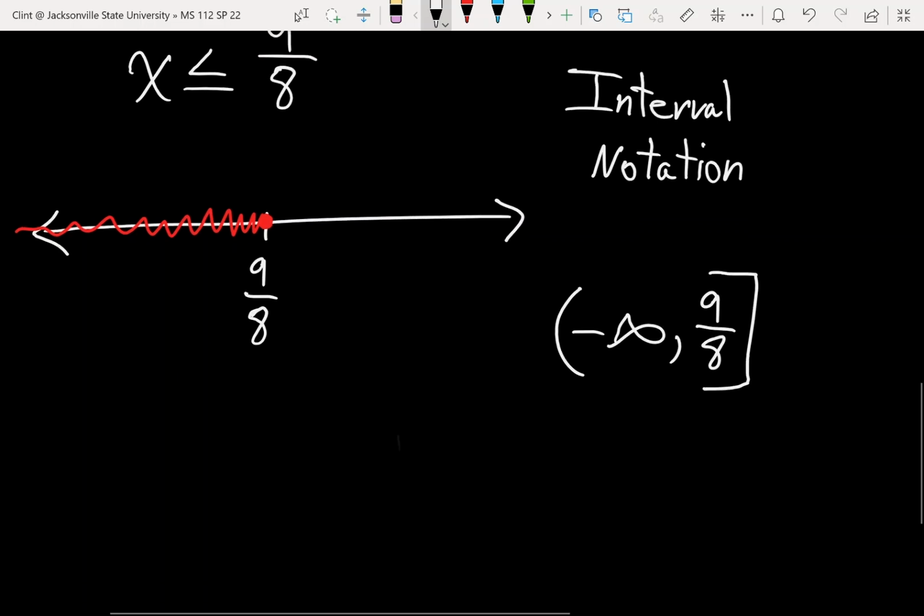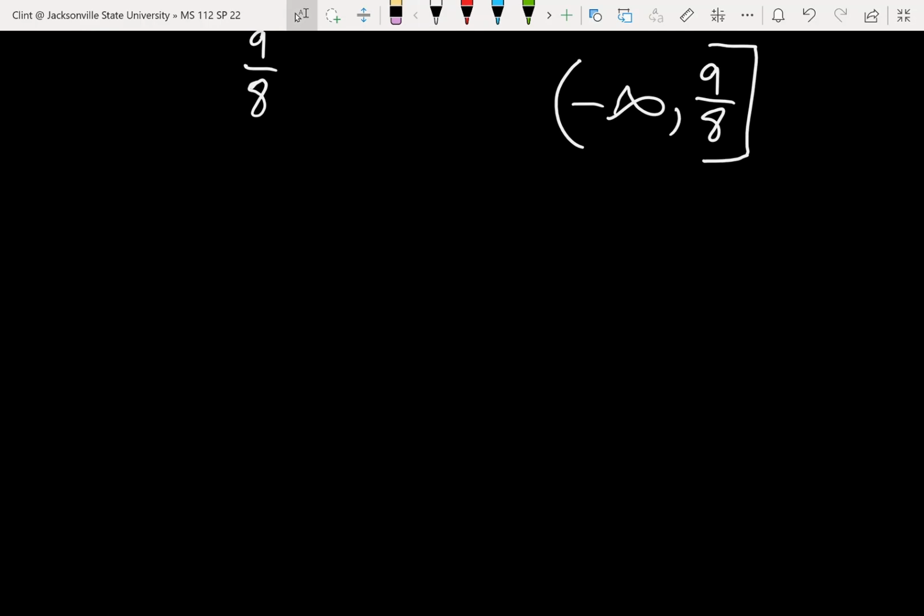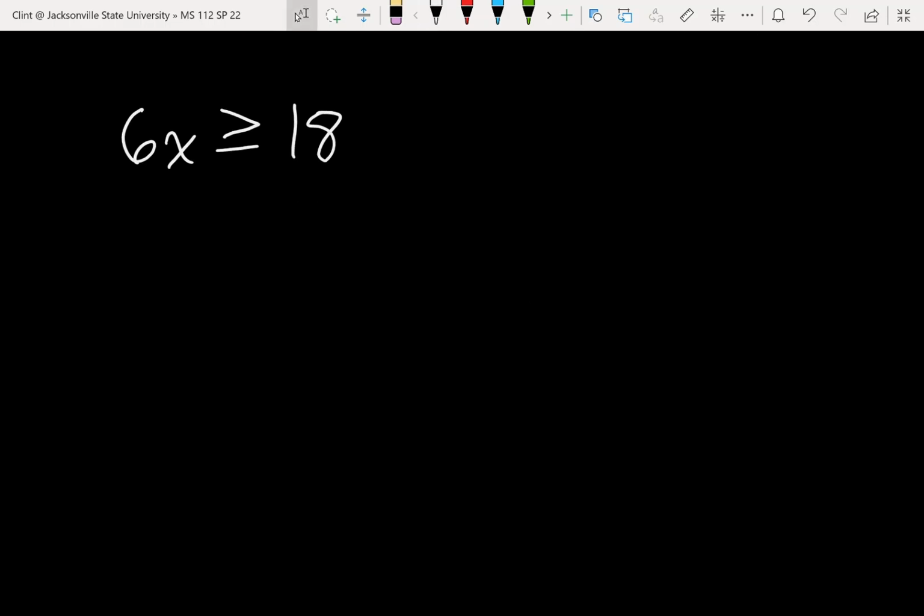Let's look at another one. Here's an inequality. Another short one to solve. We would divide both sides by 6. That'll give us x is less than, or greater than, sorry, I wrote it the wrong way. Greater than or equal to 3.